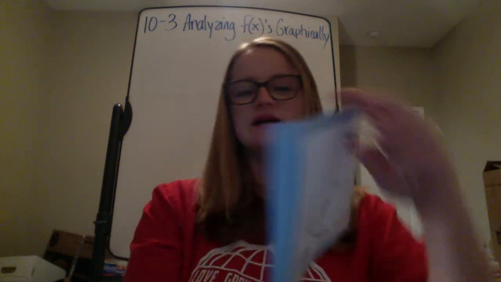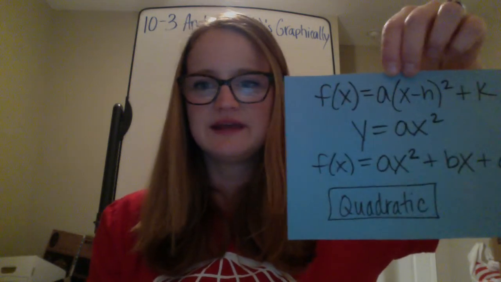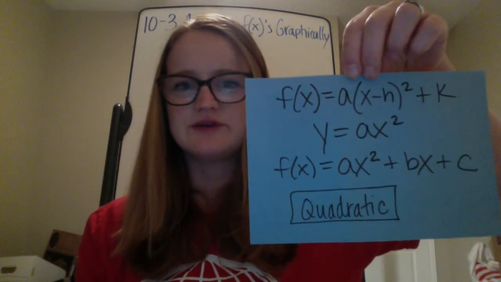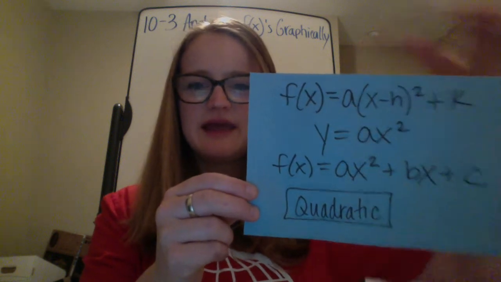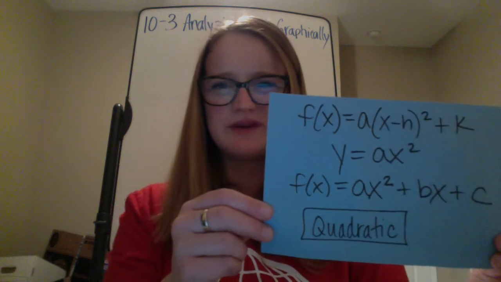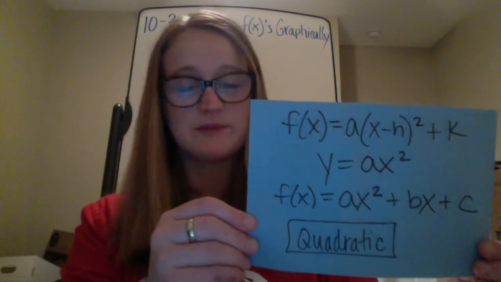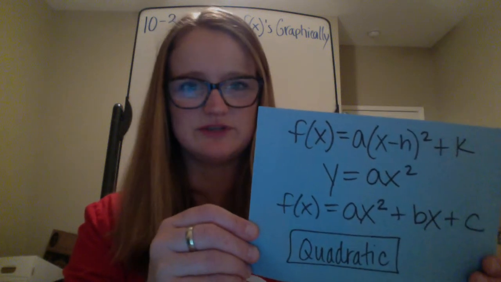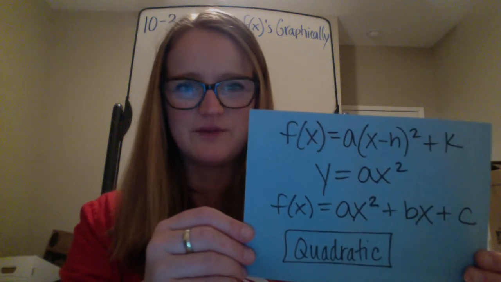So I was showing that here. We did several formulas too for quadratics, standard form and vertex form. But also just the parent function, the most simple way to put it would just be y equals ax squared. The important thing to remember about a quadratic is that it has a degree of 2. So we're looking for that squared term when we're talking about quadratic graphs.